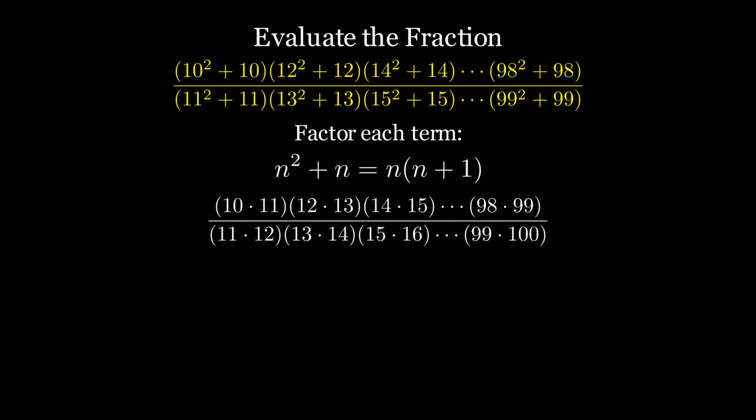Now look at the pattern. In the numerator we have pairs starting with 10 times 11, 12 times 13, and so on up to 98 times 99. In the denominator we have 11 times 12, 13 times 14, up to 99 times 100.